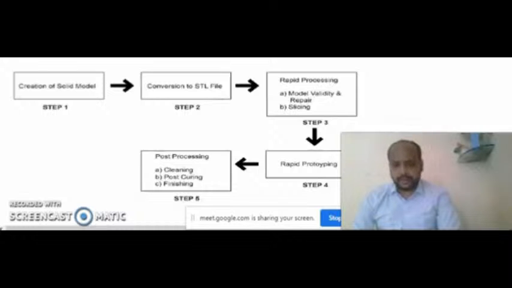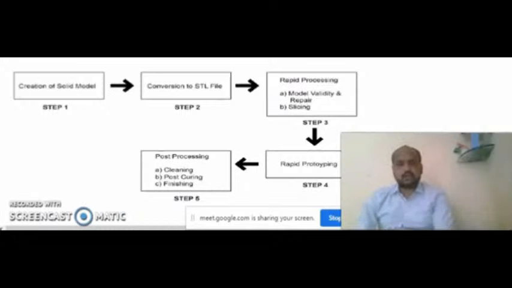Simply I am repeating the sentence. Rapid prototyping plays a very important role in manufacturing of critical shaped components, or I will say irregular shaped components. So there it plays a very important role. Now how are these rapid prototypes generated? What is the procedure? Commonly there are 5 steps that we will discuss.